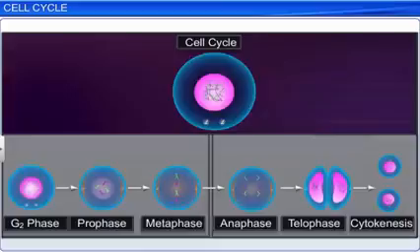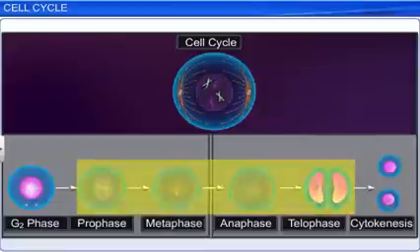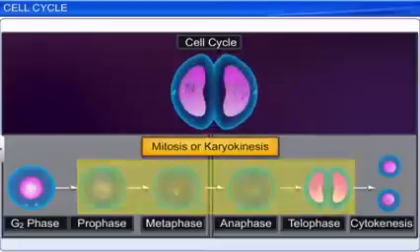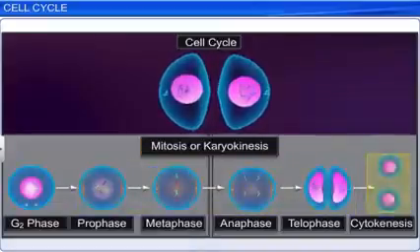The M phase begins with nuclear division, which is the division of daughter chromosomes, known as mitosis or karyokinesis. It ends with the division of the cytoplasm, which is known as cytokinesis.